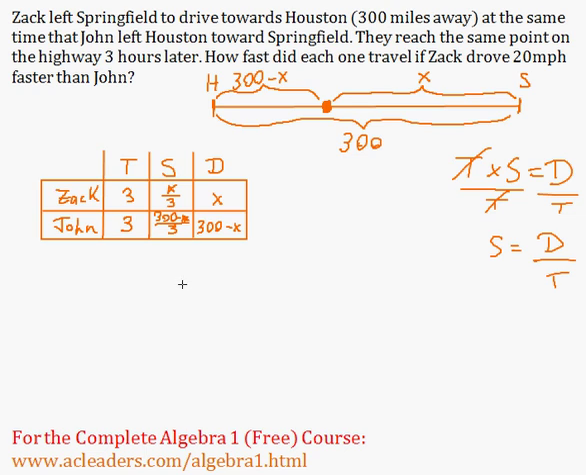And now, we know that Zach drove 20 miles an hour faster than John. So that's Zach's speed right here. So Zach's speed minus John's speed is 20, because Zach's speed is 20 miles an hour faster or higher than John's speed. Okay, so Zach's speed is just x over 3. John's speed is 300 minus x over 3. That's equal to 20. Right away, I'll multiply both sides of the equation by 3.